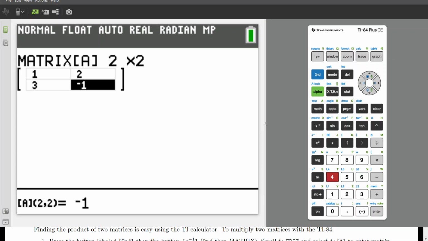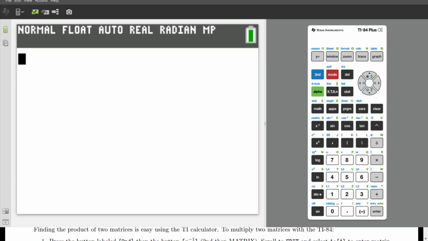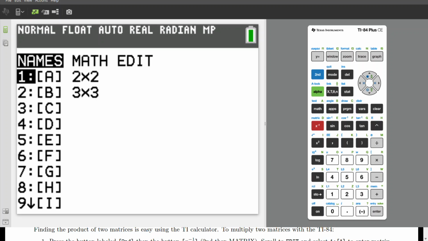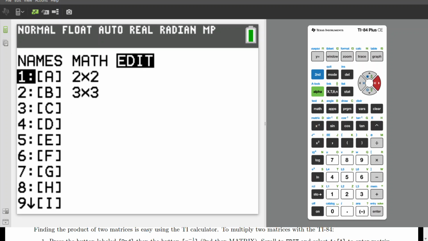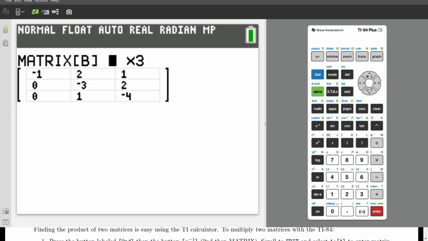3, enter, 4, enter. And you can see now the new matrix A has different values. It's 1, 2, 3, 4. Then we'll quit. Then we'll go back into the matrix menu, and we will go to edit again, and we want to tell the calculator to memorize the numbers inside of the matrix B. So we will edit matrix B by either clicking on 2 or going down with the arrow, then clicking enter.